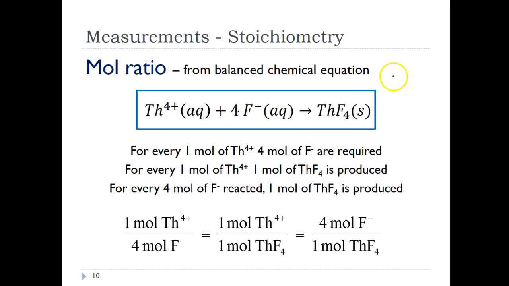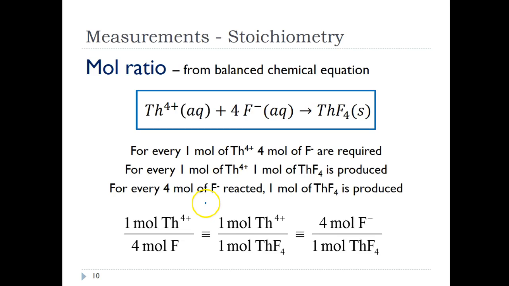So when we're dealing with chemical reactions, we have another unit factor that we can apply, and that is the mole ratio. So the mole ratio can only be used with a balanced chemical equation or when we're comparing 2 different chemicals. So this balanced net ionic equation, so we cancel out the spectator ions, we've got 1 mole of thorium to 4 moles of fluoride, and to 1 mole of the thorium fluoride solid.